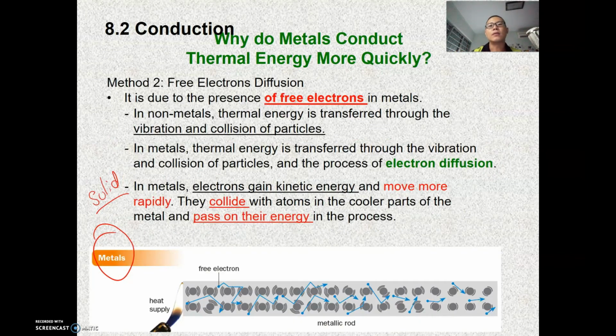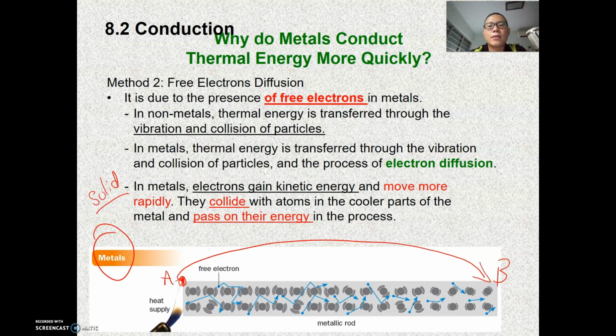But what happens in metal? In metal, molecular vibrations do exist, but they are not the main mode. It's not the primary mode of heat transfer. How does conduction take place inside metal objects? Conduction does happen. You heat up one end, and the energy gets transferred to the other end without movement of the object. Take note, the physical object doesn't move. Heat still gets transferred from point A to point B.